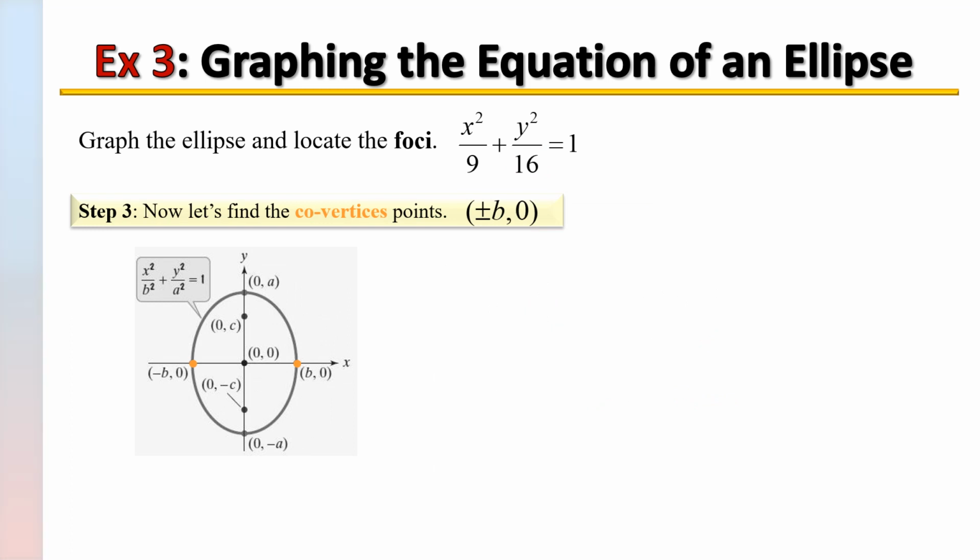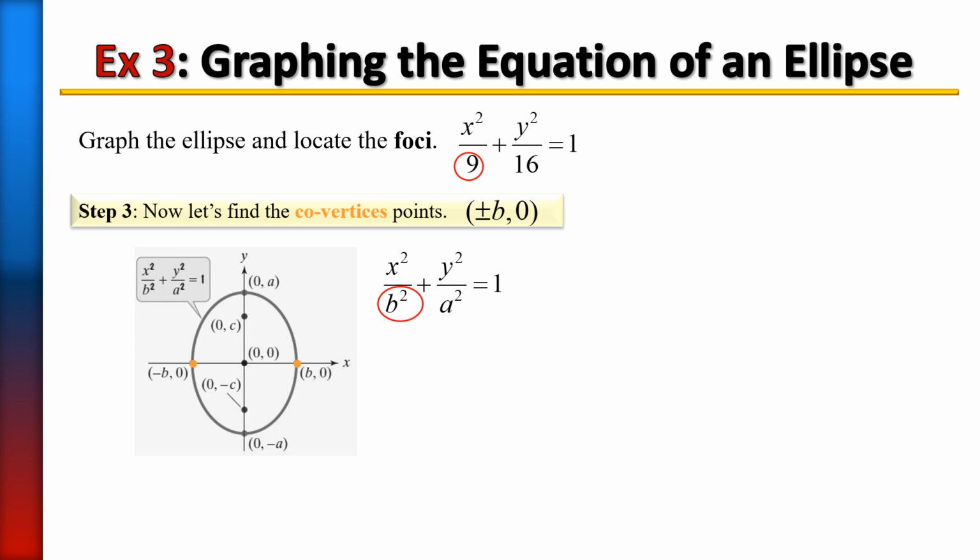Next, we'll work on finding the co-vertices, and those points will be plus or minus b, 0. So looking under the denominator, we see that b squared equals 9. Take the square root of each side, and b will be plus or minus 3. So our co-vertices will be located at (-3, 0) and (3, 0).